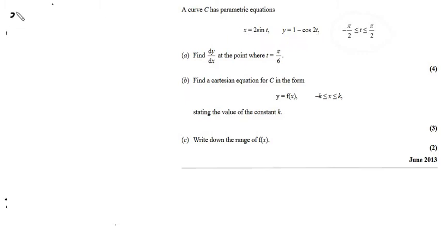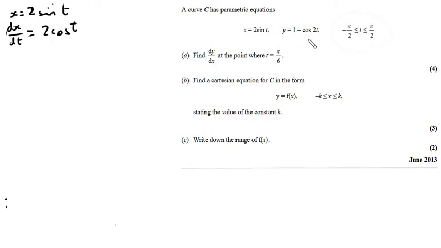So x equals 2 sine t. So dx by dt equals, well, the derivative of sine t is cos t, so it's just 2 cosine t.